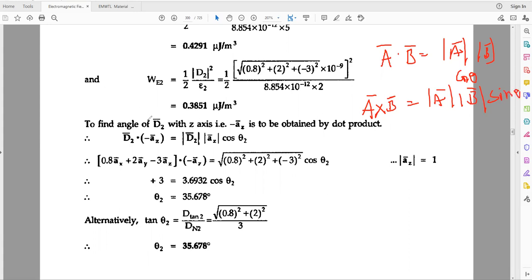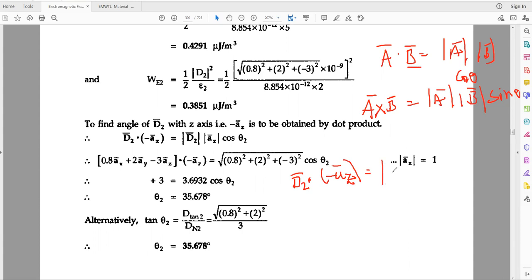We required here D2 bar dot AZ bar, to find the angle of D2 bar with the z-axis. So I am taking A bar as D2 bar, dot B bar, whatever the B bar is here, it is minus AZ bar.